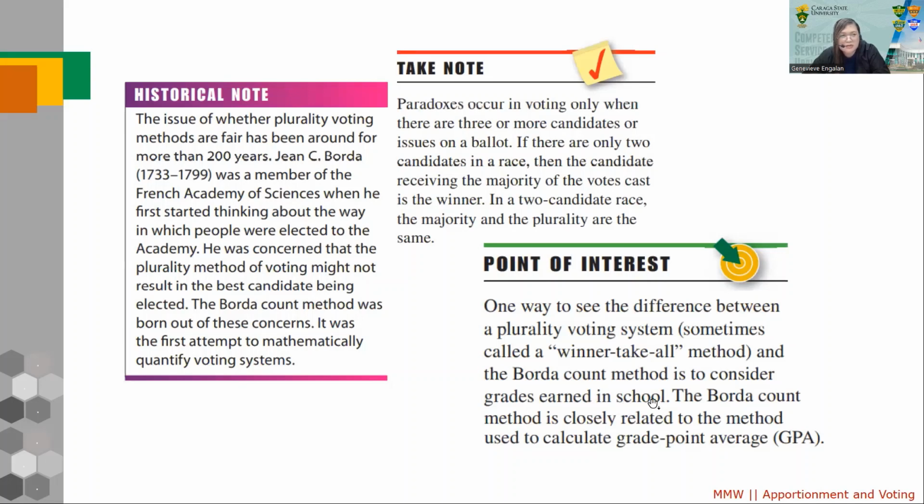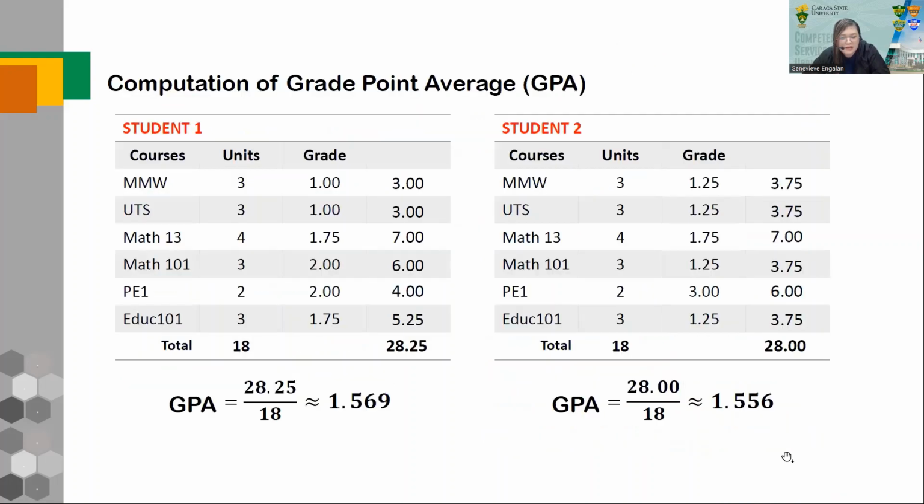No? So dili man pasabot na siya pinakadaghan og uno, mas kuan na siya. So depende na sa number of units nga iyang gikuha, no? So the Borda count method is closely related to the method used to calculate the grade point average. So kabalo mo mag-compute sa inyong GPA. So mura na siya Borda count method kay depende man na sa number of units nga iyang gitake. So as you can see, diri na siya duha ka uno, no? Diri wala siya uno. Pero pasabot ba nga mas dako siya GPA kaysa kay student 2? Dili. So tanaw na to ang unit.